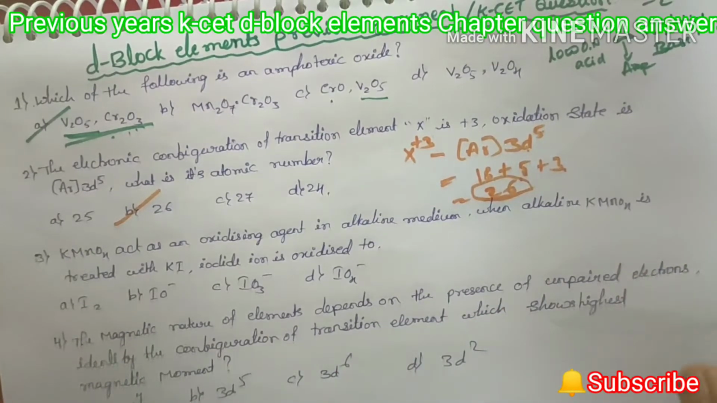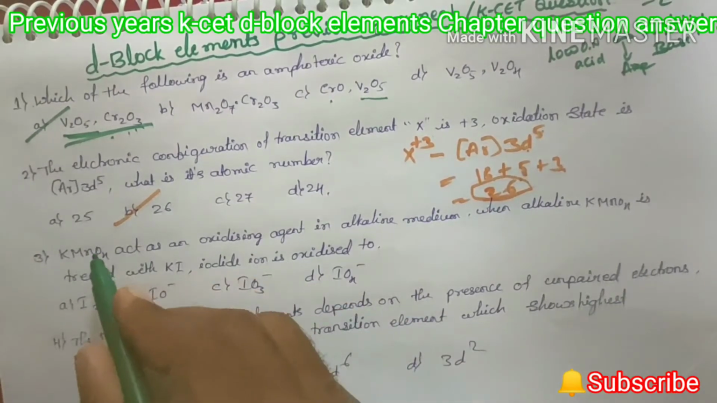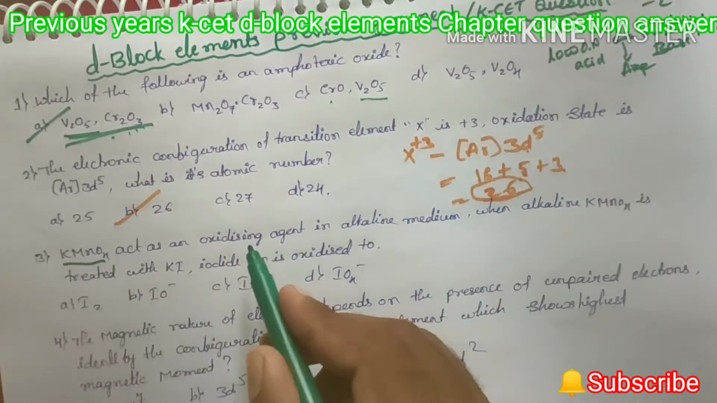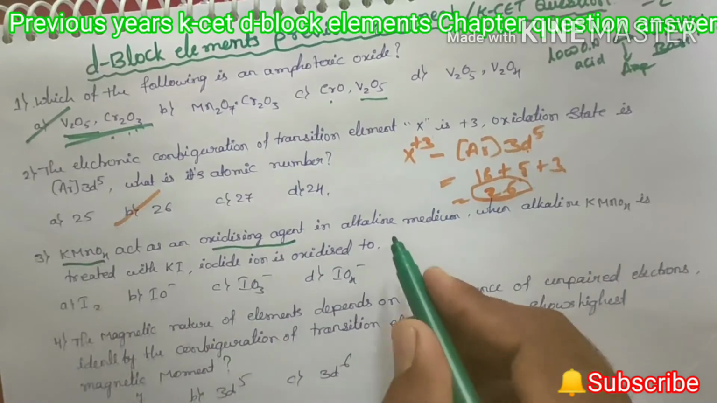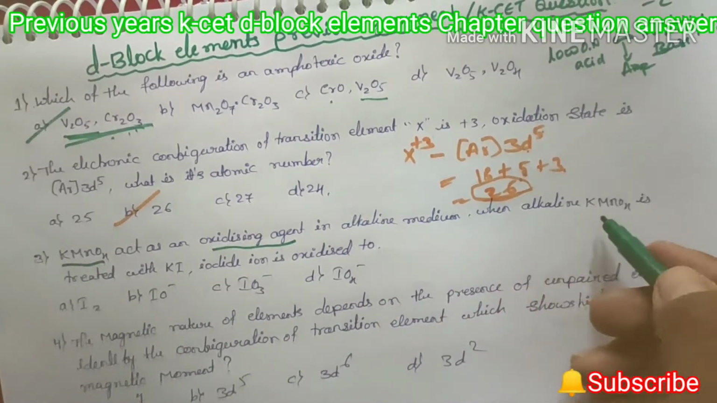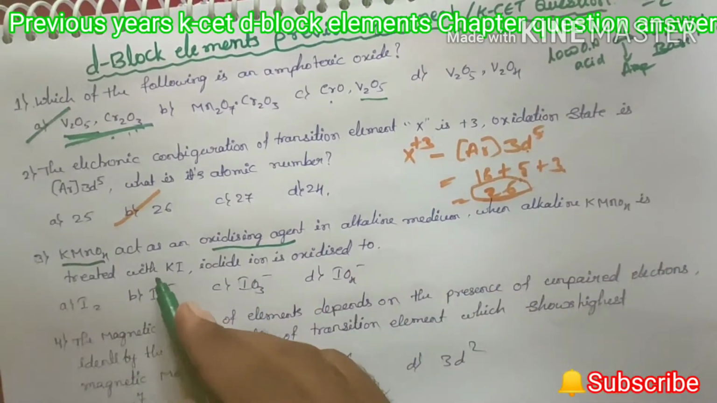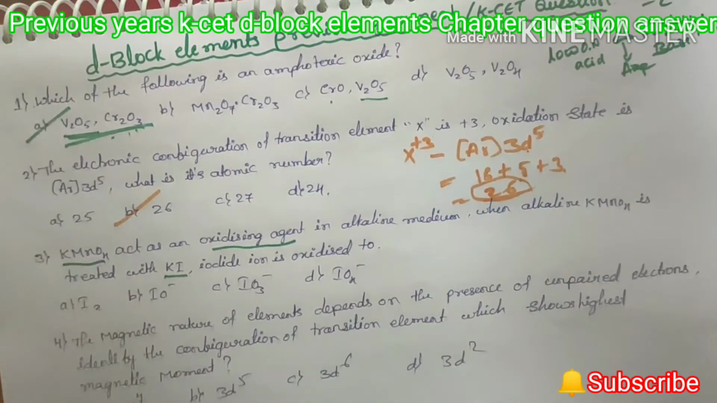Next question, also very easy. The K-menophore acts as an oxidizing agent. We know that the K-menophore is one of the good oxidizing agents in alkaline medium. When alkaline K-menophore is treated with KI, the iodide ion is oxidized. Very simple, dear student.